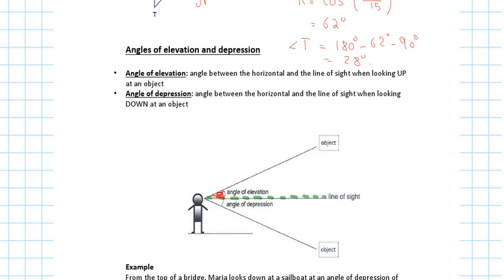Okay? There's other words that sometimes they use instead of elevation and depression. They use inclination sometimes. Okay? But mostly you'll see these two words. And it's always measured between the horizontal line, okay, and down or up.